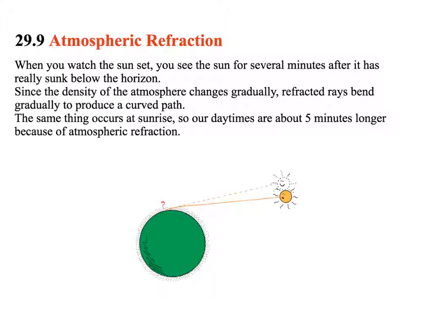When you watch the sunset, you see the sun for several minutes after it has really sunk below the horizon. Since the density of the atmosphere changes gradually, refracted rays bend gradually to produce a curved path. The same thing occurs at sunrise. So our days are about 5 minutes longer because of atmospheric refraction.